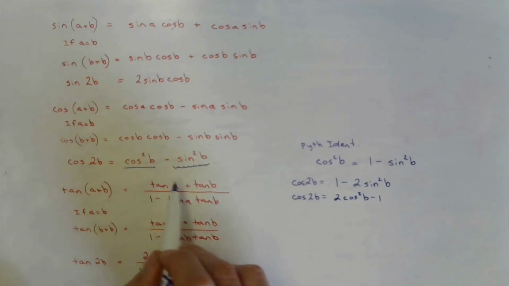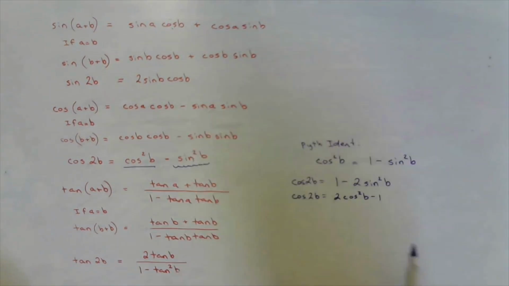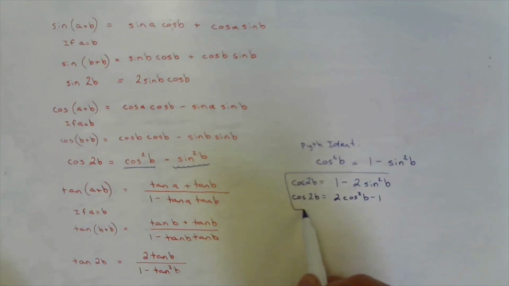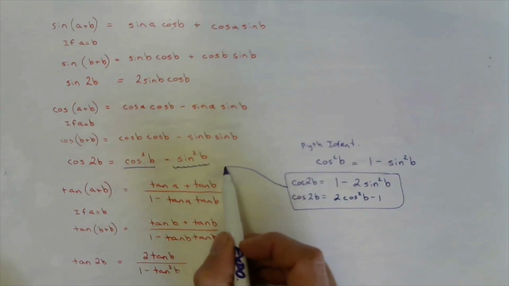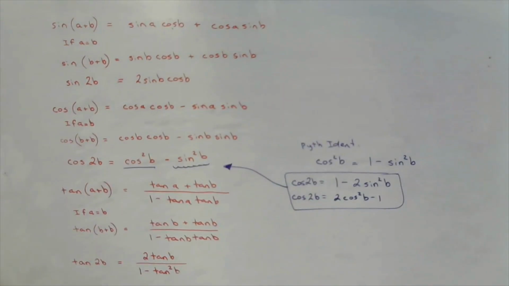Should have just started with this and gone from there. But that's okay. There are 2 more expressions of the double angle formula for cosine. Okay, they're on your magic trig sheet, but that's how you get them. It's just an application of the Pythagorean identity.